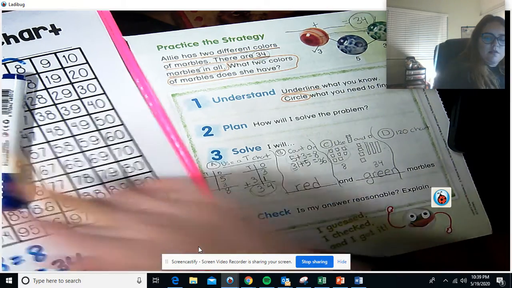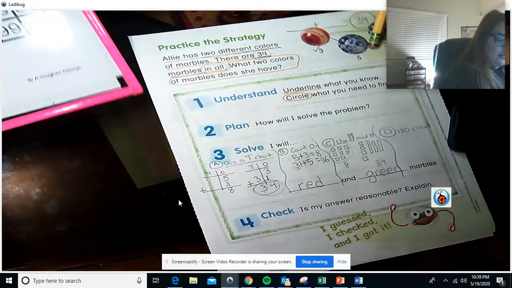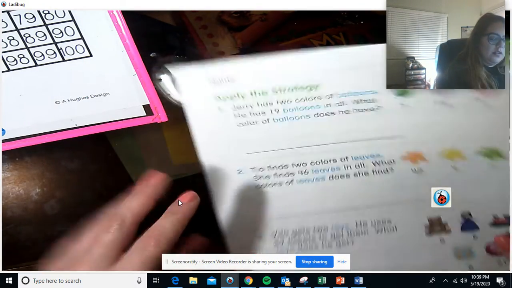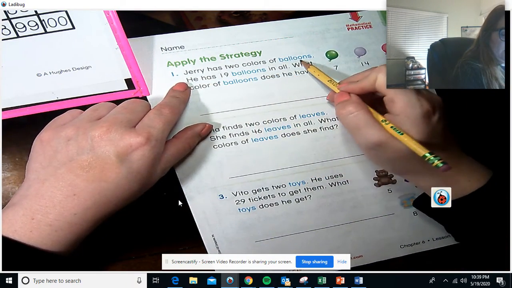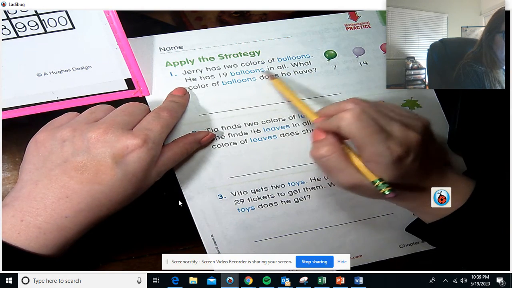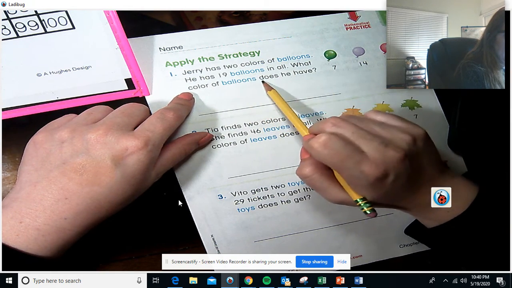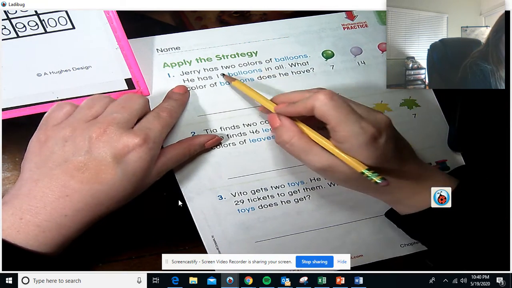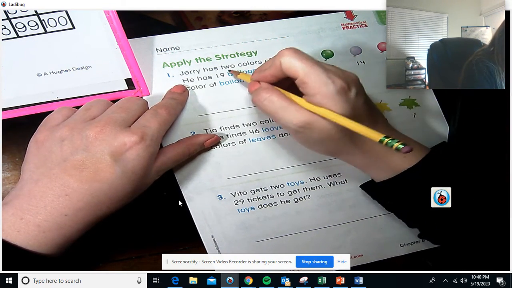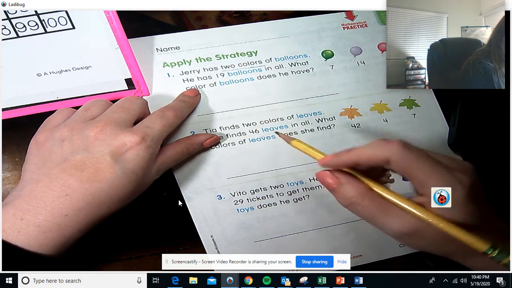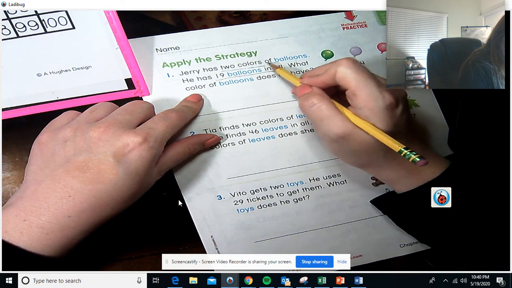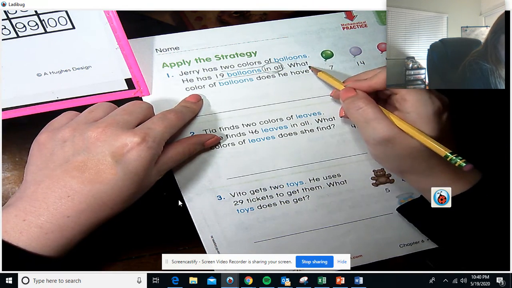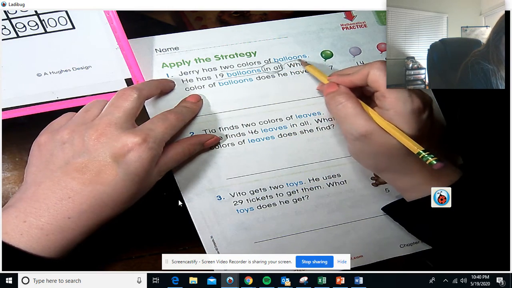All right. Let's try the next page. We have 3 more problems. Okay, this one says Jerry has 2 colors of balloons. He has 19 balloons in all. What colors of balloons does he have? So Jerry has 2 colors of balloons. He has 19 balloons in all. And let's circle our words in all. What colors of balloons does he have?